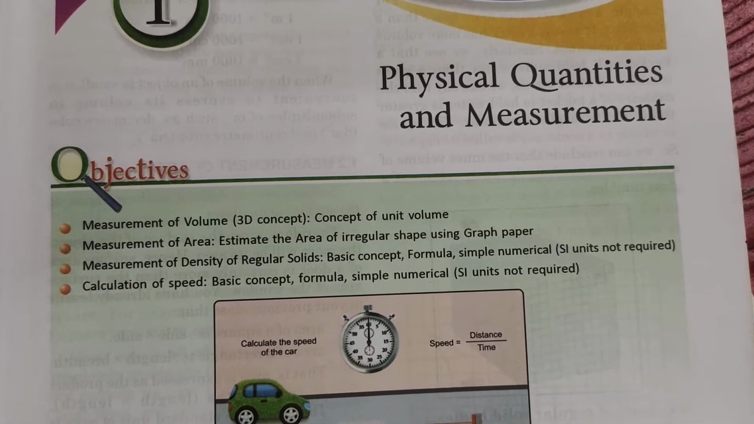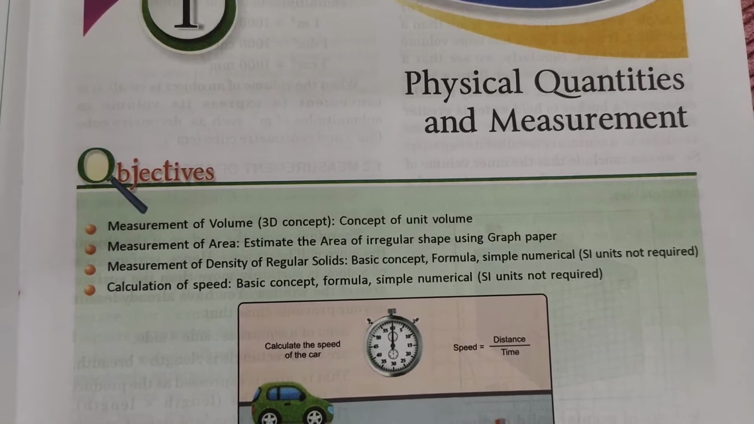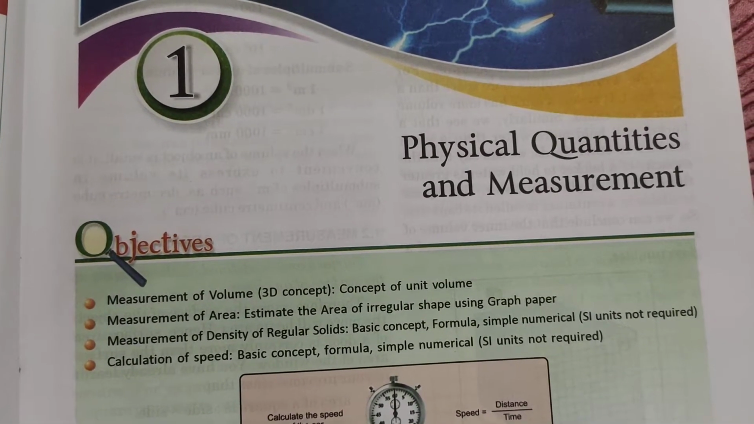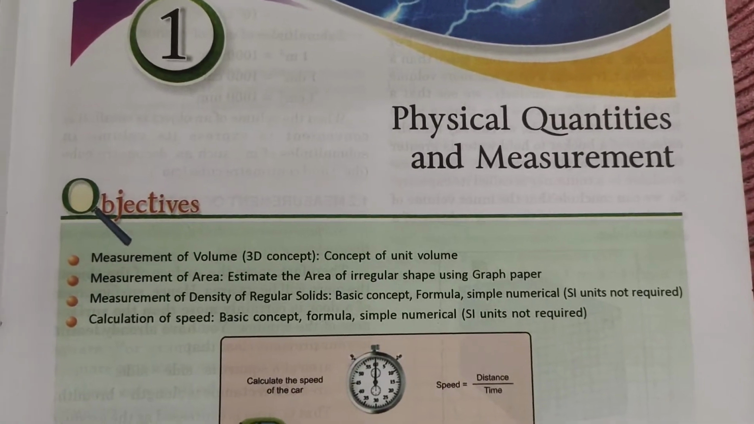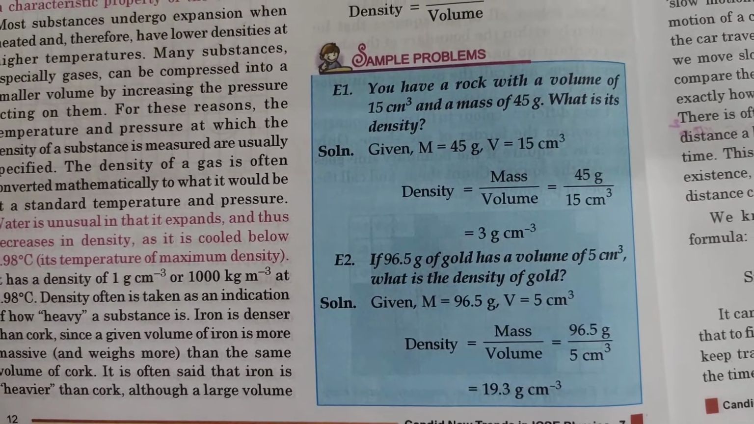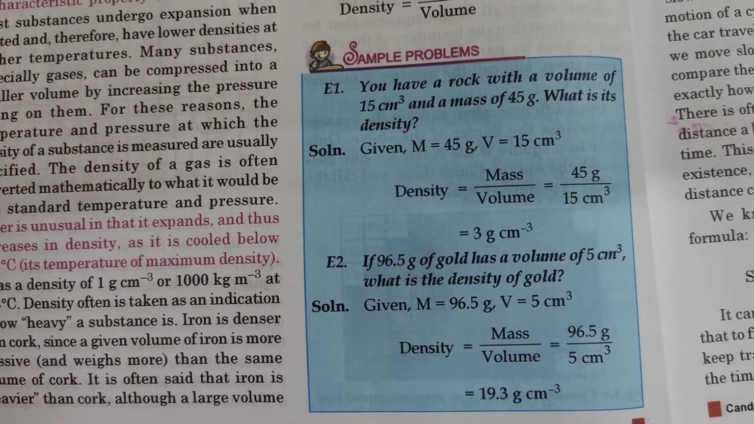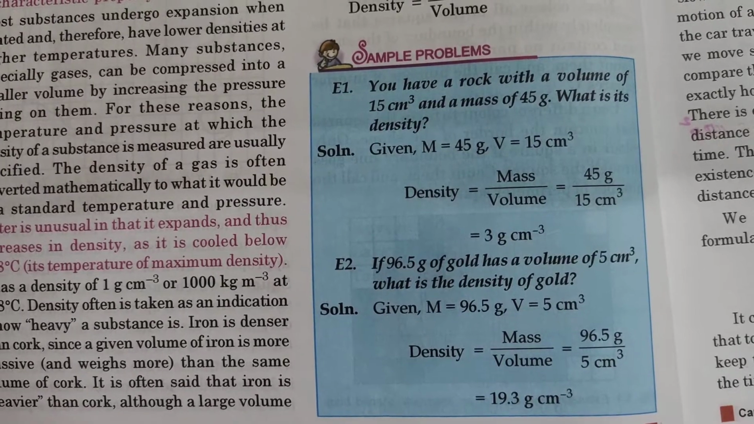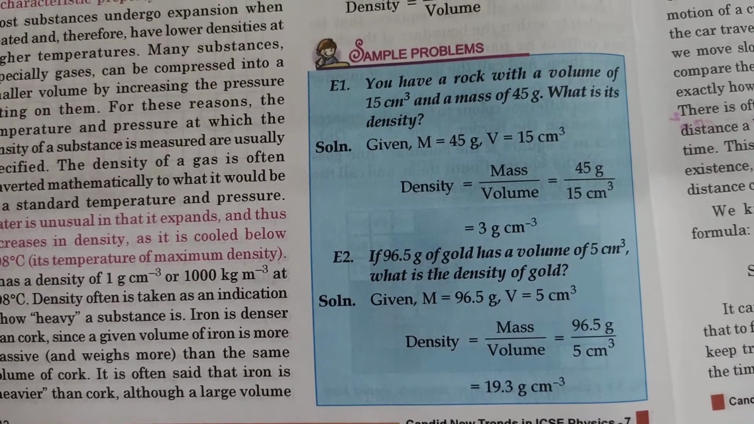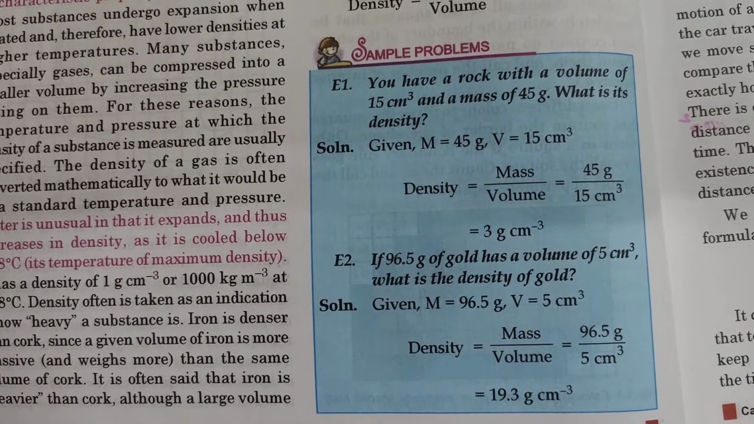Hello class 7. Today in physics I am going to revise your portion which is going to come for the first unit test. That is chapter number 1, physical quantities and measurement. In this measurement I am going to give more attention towards your numerical problems. The numerical problems which are given on density and speed, these I am going to discuss today with you.